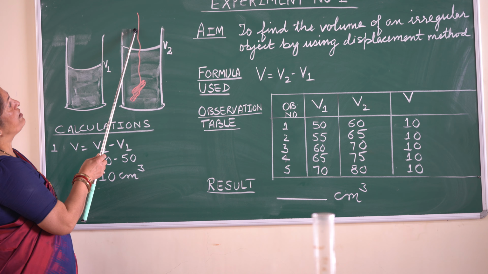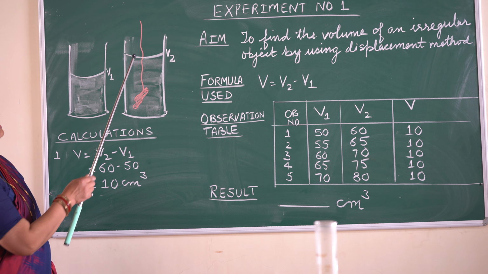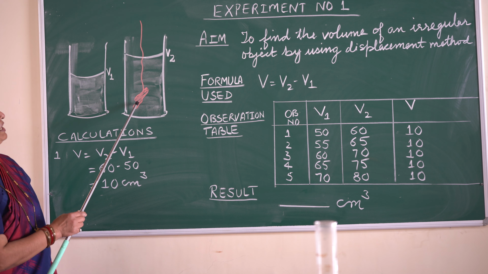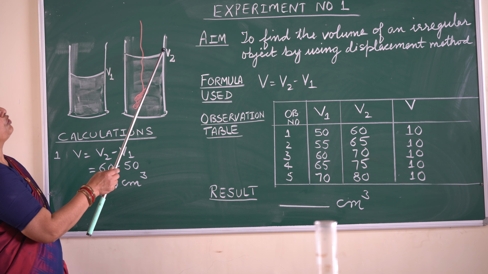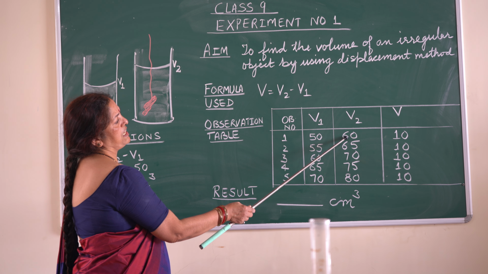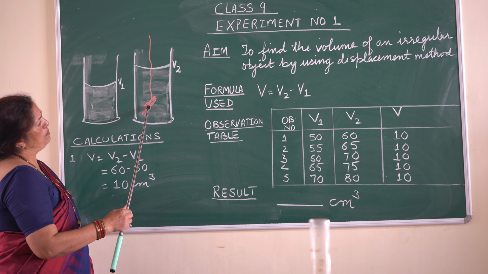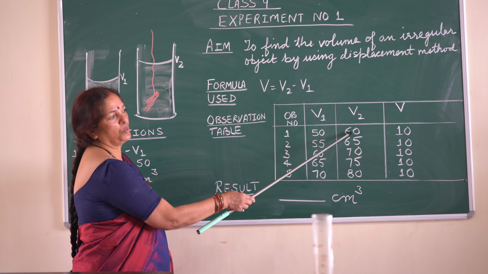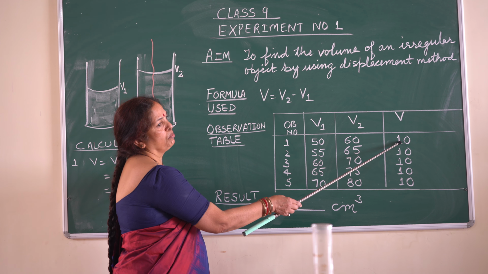Now we'll be taking the irregular body which is suspended with the help of a string, which has been shown clearly here. Once immersing the body inside this measuring cylinder containing water, we find the water level is going to rise. Now you will note down this water level V2. Let's suppose I take the reading as 60. That means on suspending the irregular body inside the water in the measuring cylinder, we find the level rises up to 60 centimeter cube. The difference of the two will give me the volume of the irregular body.